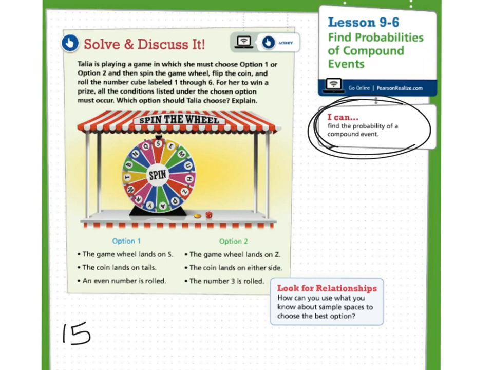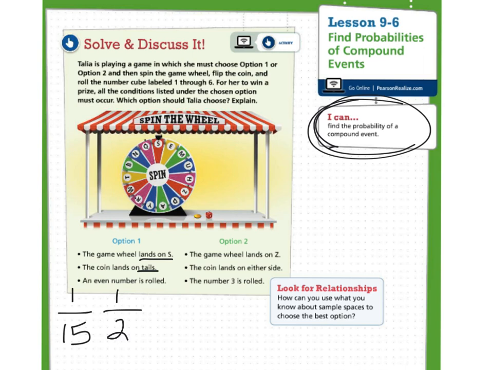So in option 1, it tells us the game wheel lands on S. So we have to go back to the spinner and determine how many sections are labeled S. In this case, there is only one, which means the probability of spinning the spinner and it landing on S is 1 out of 15. The second thing we need to look at in option 1 is the coin. The coin has two possible outcomes. If we want it to land on tails, as we do here, then we have a 1 out of 2 chance that it lands on tails.